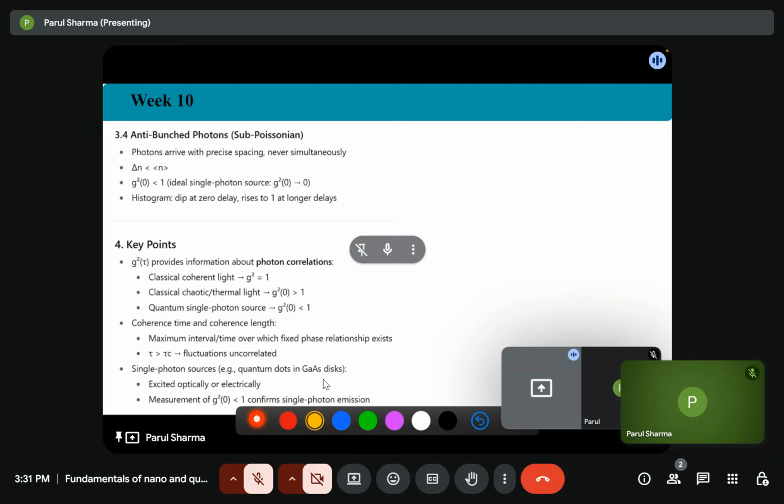Coherence time is the maximum time interval over which a fixed phase relationship exists, and fluctuations are uncorrelated when tau is greater than this tau c.